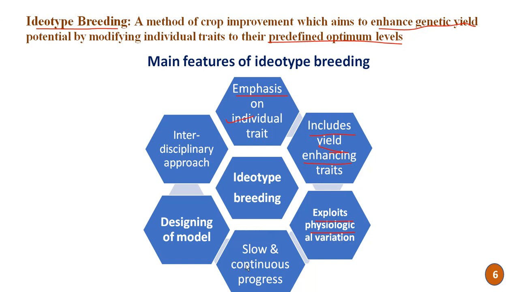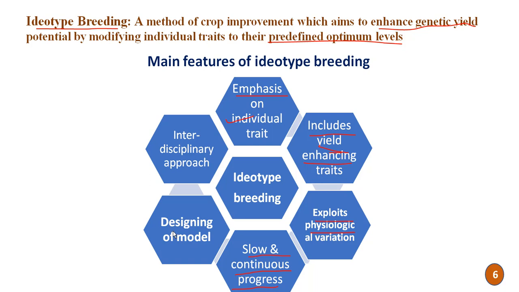Next one is a slow and continuous process. Ideotype breeding is a slow method of cultivar development, because incorporation of various desirable characters from different sources into a single genotype takes a long time. But it is a continuous process because new ideotypes have to be developed to meet the changing and increasing demands of the farmers. So it is a continuous and slow process.